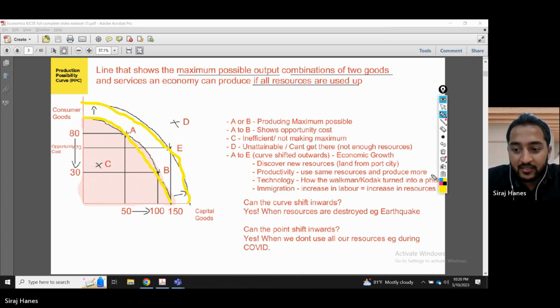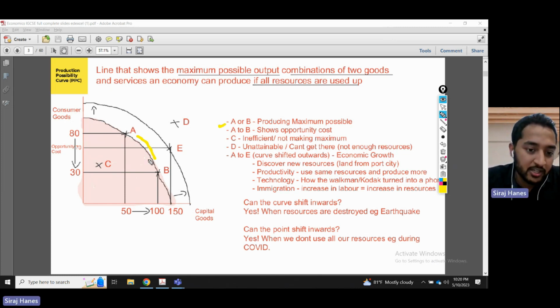So let's summarize here. If you produce at either A or B, either one of these points, it shows you're producing at your maximum, the maximum that you can produce in a country. But if A moves to B, we're moving from this point to this point, it's showing opportunity cost. Like I said, we're increasing from 50 to 100 here, but we're giving up 50 here. Yep, that's opportunity cost.